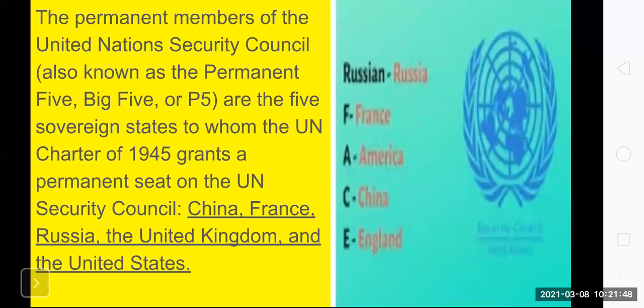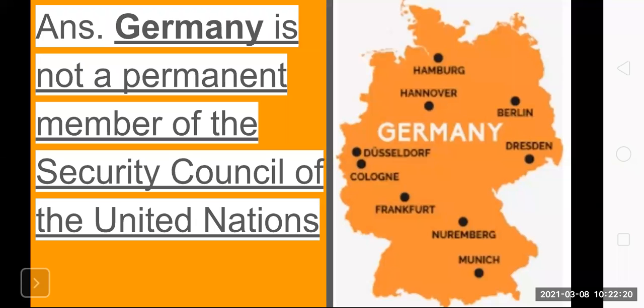So the permanent members of the United Nations Security Council are 5 sovereign states to whom the United Nations Charter of 1945 granted a permanent seat on the United Nations Security Council. That is China, France, Russia, United Kingdom, and United States. Okay. So as we know from the question, Germany is not a permanent member of Security Council of United Nations.